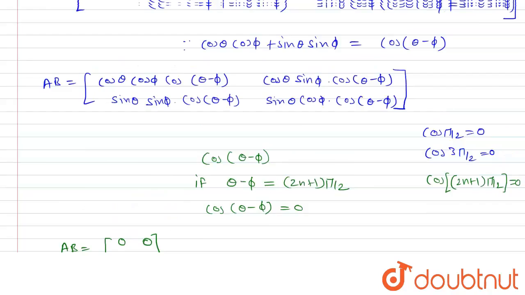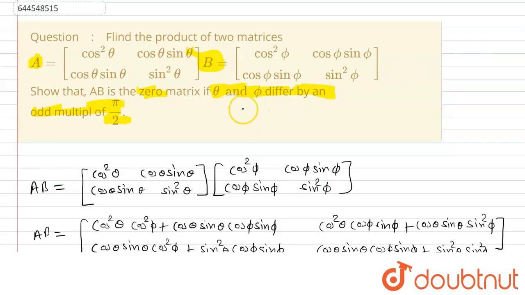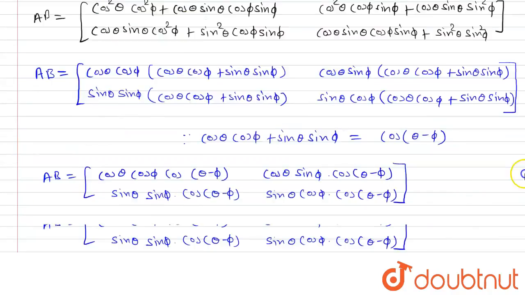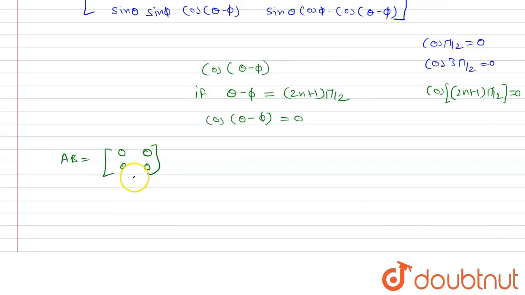Now if we check the question, the question was that theta minus phi differs by an odd multiple of pi by 2. We need to show that AB is a zero matrix. Now we can clearly see here, if AB is a zero matrix, then theta minus phi must be (2n plus 1) pi by 2, that is an odd multiple of pi by 2. So from there we can say that this question is hence proved.